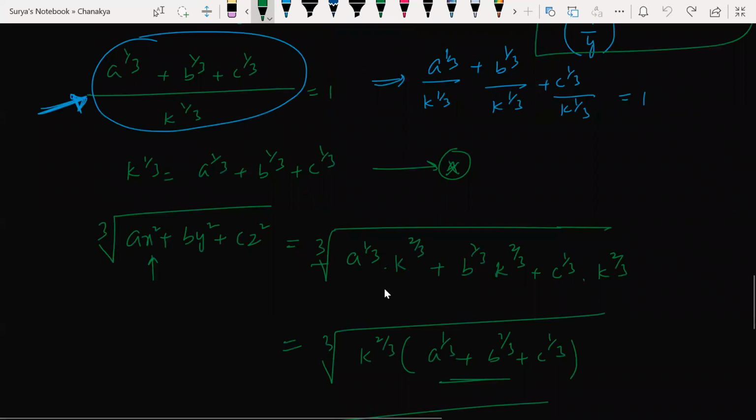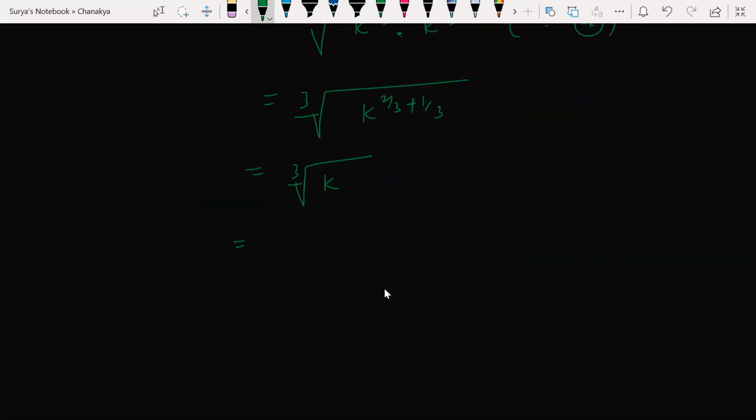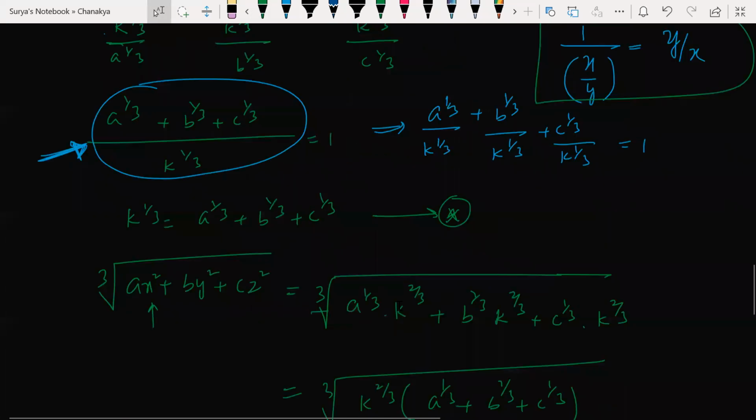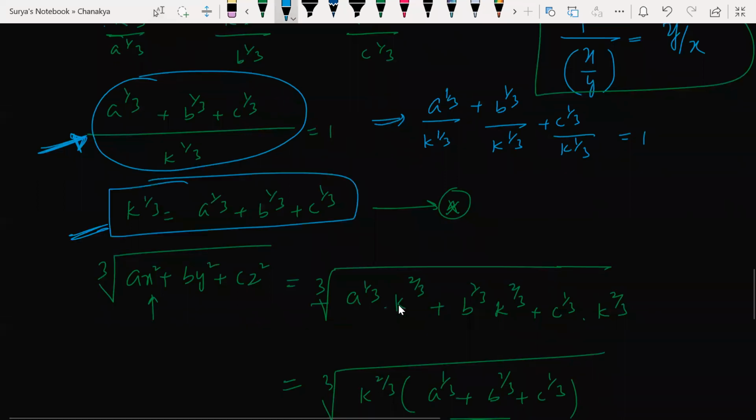So cube root of k is nothing but what? See here, cube root of k is nothing but, from this one, a to the power of 1 by 3, b to the power of 1 by 3, and c to the power of 1 by 3. This is what I got from the star equation.